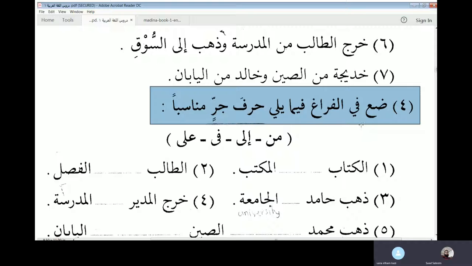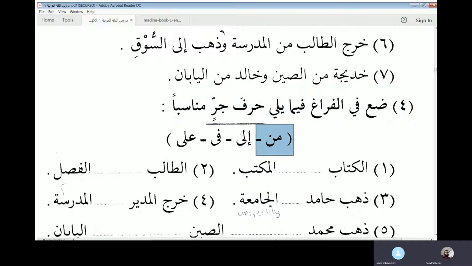Like man. Is man is from? Ila is... this word is min. Min, okay. What is min? Min means from. Okay, min from. Ila is who? Ila means to. Fi is in. Ala is on.